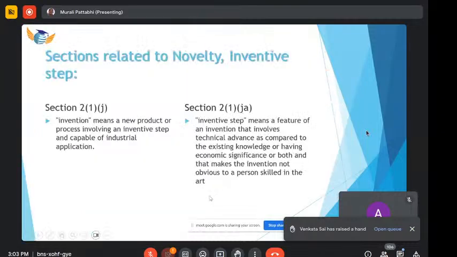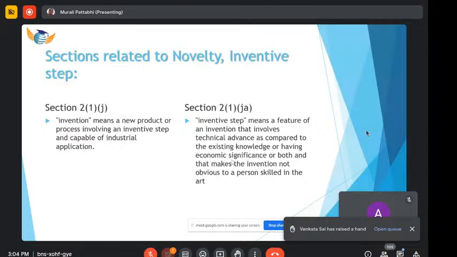In simple terms, what is 2(1)(j)? It is what an invention is, and 2(1)(ja) is the inventive step. Here we need to understand two things. It should have a technical advancement, or it should have an economic significance. That means some inventions which are cost effective can also qualify for a patent, though the inventive step might look obvious to a person skilled in the art.